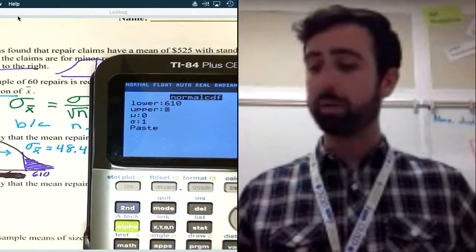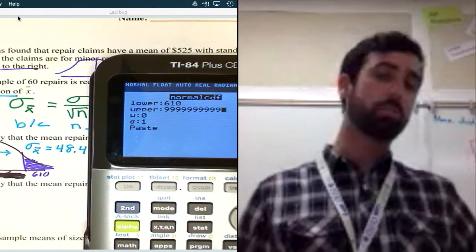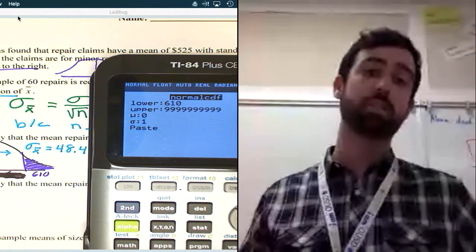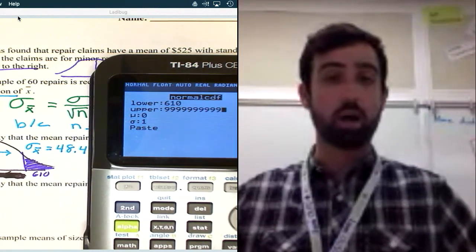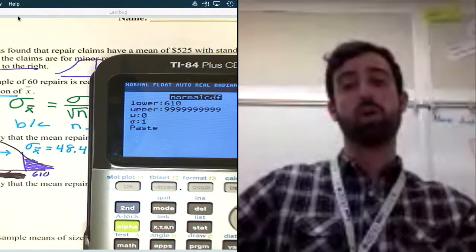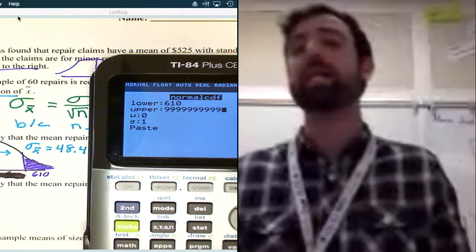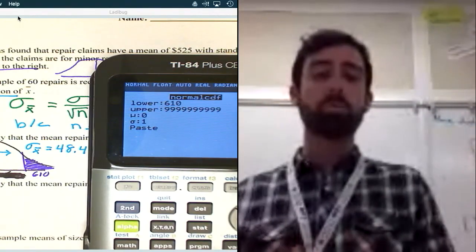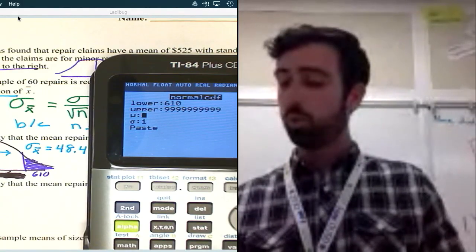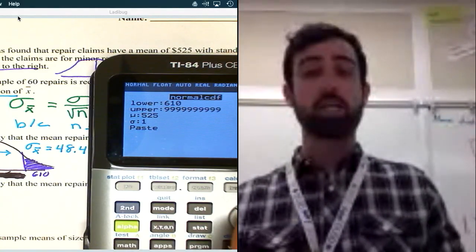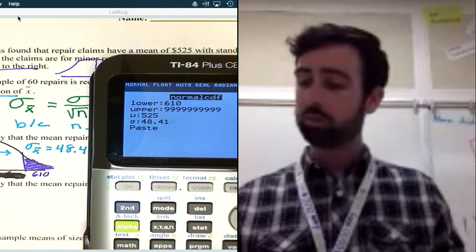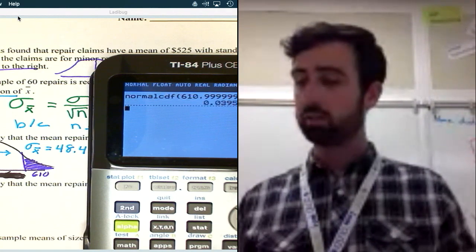The upper is going to be some really, really big number. And I tell my students to put 99999999999 just to make sure that they're covering every single data point to the right of wherever we are. And I would say the same thing if they were doing something to the left. So the lower bound would just be negative 9999999, just making sure that there's no room for error. Well, our average for our sampling distribution was 525. Our standard deviation was 48.41. We're going to hit paste, and there we go.